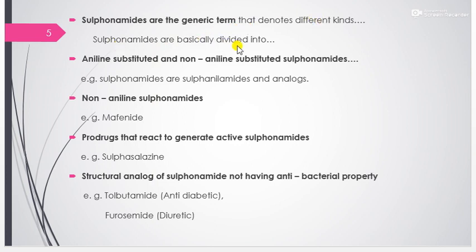Sulfonamides are basically divided into different types, like aniline substituted and non-aniline substituted sulfonamides. For example, sulfonamides and their analogues. Next, non-aniline sulfonamides, that is mafenide. Next, prodrugs that react to generate active sulfonamides, like sulfasalazine. Next, structural analogs of sulfonamide not having antibacterial activity, for example tolbutamide, that is the antidiabetic, and furosemide, that is the diuretic drug.